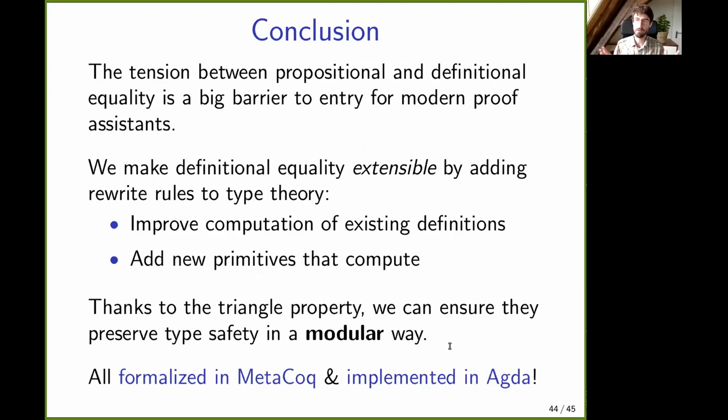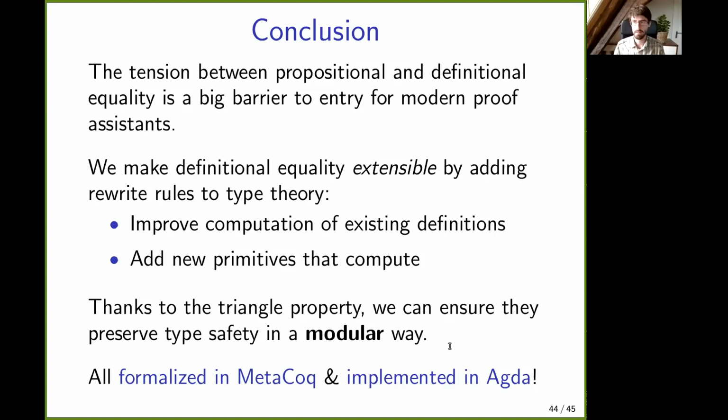So to conclude this whole story, we had this big tension between propositional and definitional equality in modern proof assistants. That really is a big barrier to entry for newcomers, so you get these weird type errors like x plus 0 is not equal to x, why is that? And also for experts who want to extend the system with new things like quotient types, that's currently very hard to do.